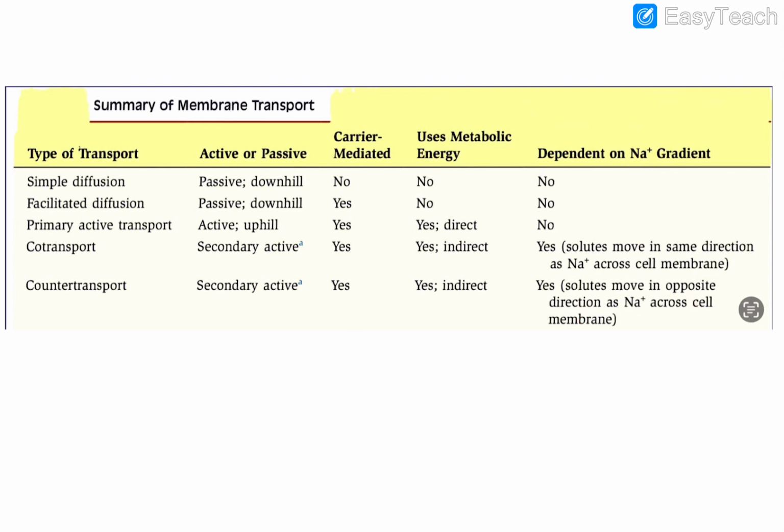So this is a brief summary of membrane transport, and I hope this helped.